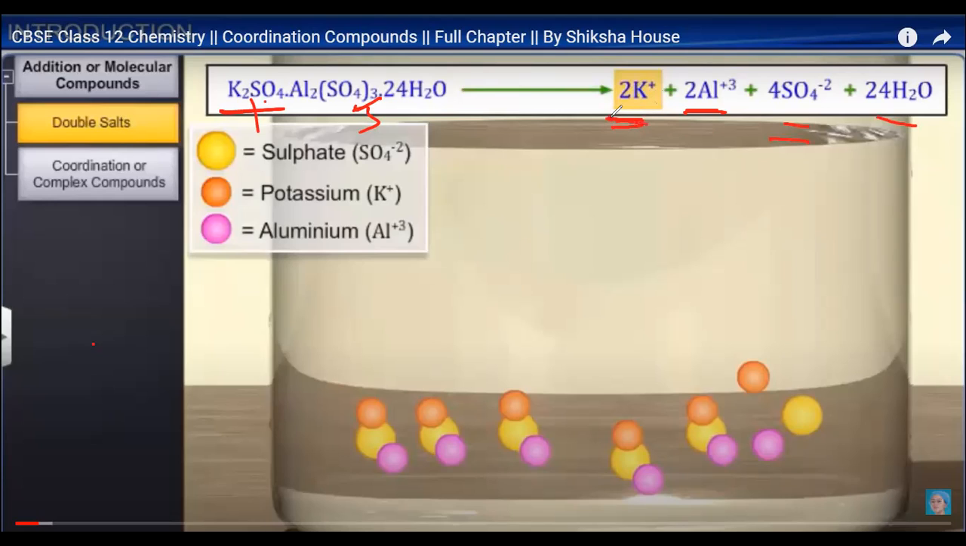Like this, it is completely dissociating into K plus, aluminum +3, and sulfates. So most of the double salts, whatever the double salts, this particular potash alum, dissociate into ions like this.